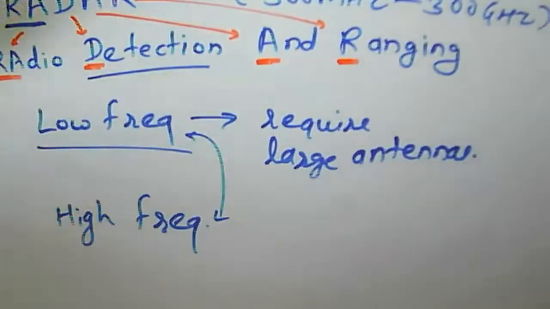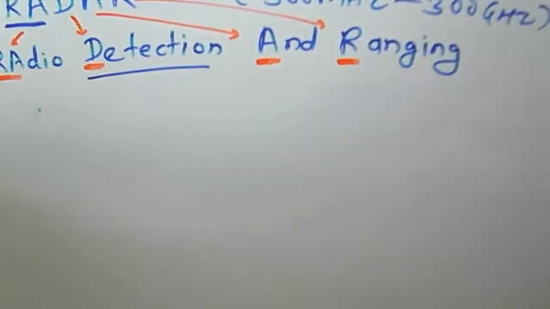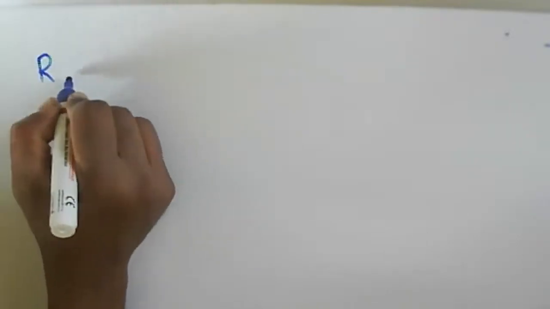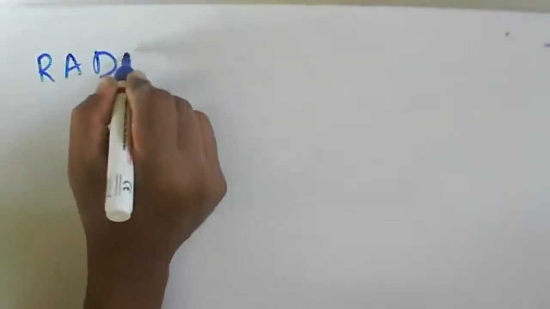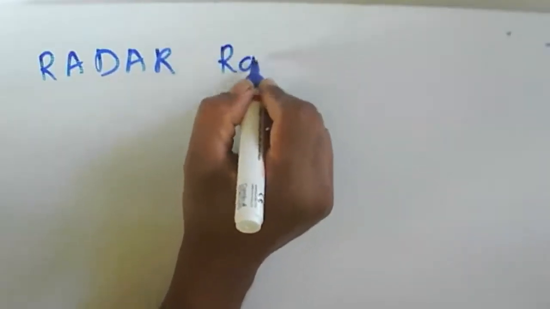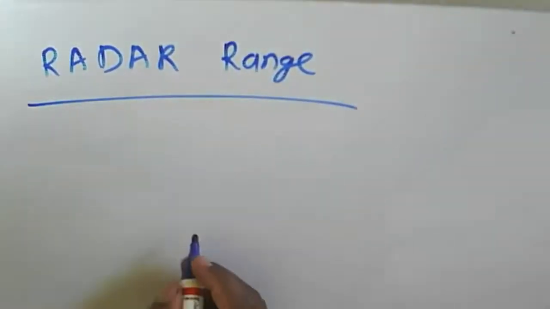So now we see first what the unambiguous range is. How to identify it, the range equation, we'll see. We'll discuss first the radar range, or we can say the radar measure.